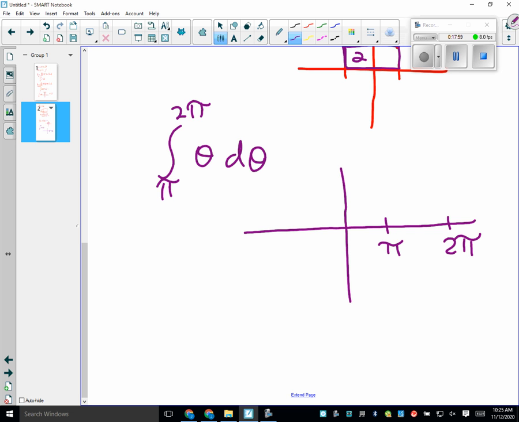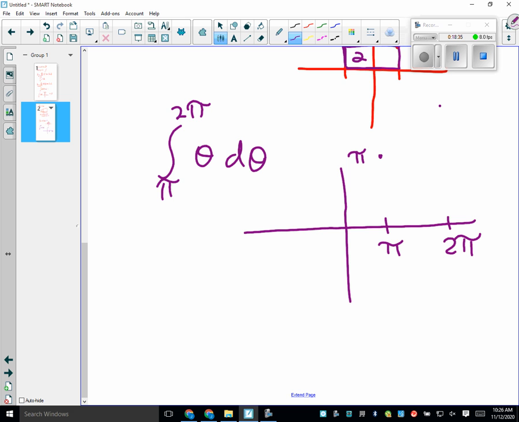So when I'm at pi, what would y be? When I plug pi in here, what do I get? Pi? All I'm doing is using theta instead of x. It's just like x. Okay? So if x is pi, what is y? Pi. When x is 2 pi, what is y?